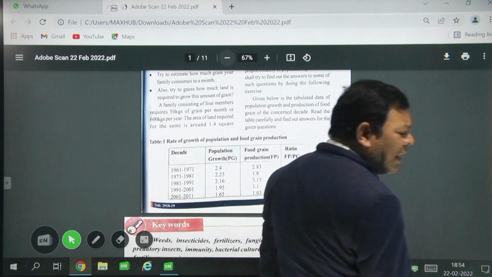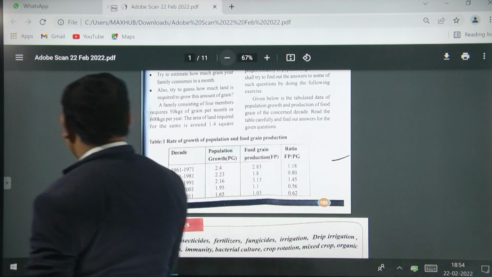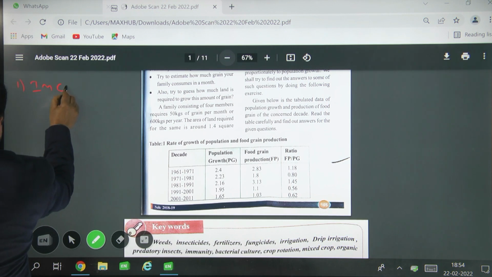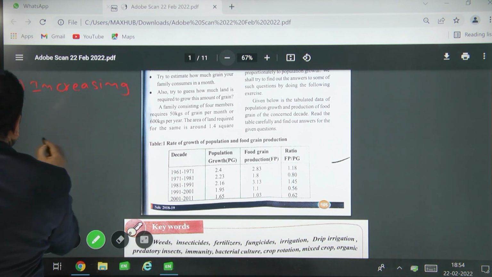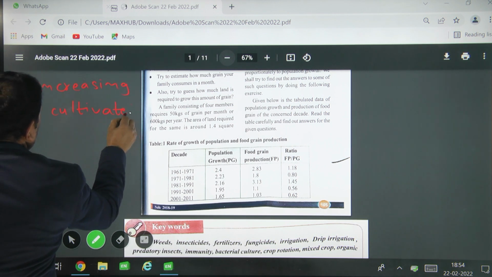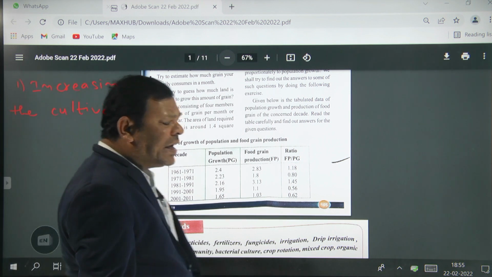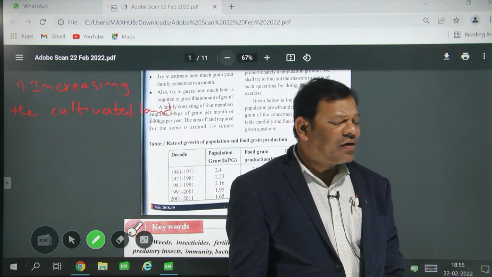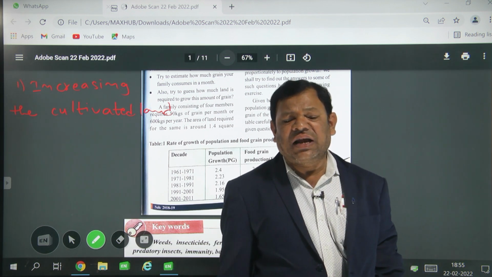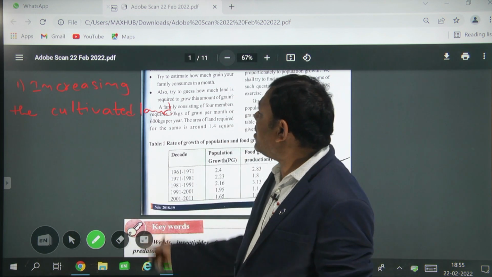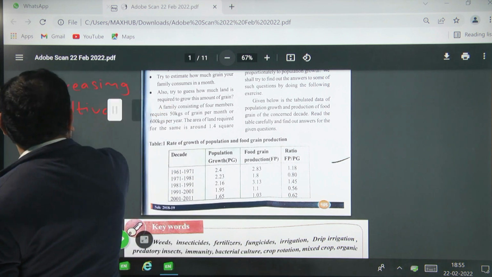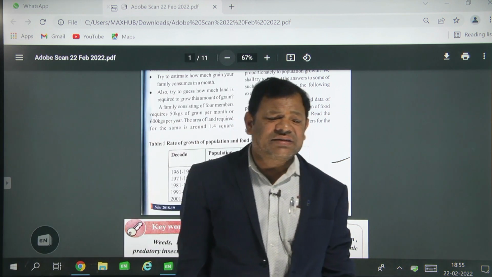First one, increasing the area of the cultivated land. First, what are we doing? Increasing the area of the cultivated land. Yes or no? That is the first step. Second step, increase the production of the existing land. Second point is that within the existing land we can increase the crop yield. That is the second method.